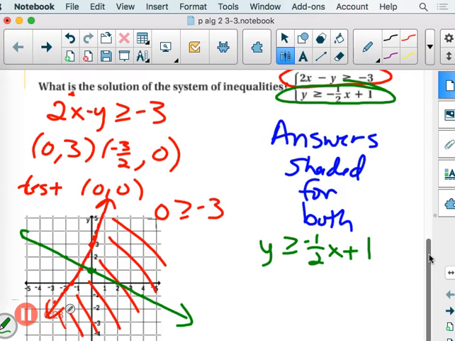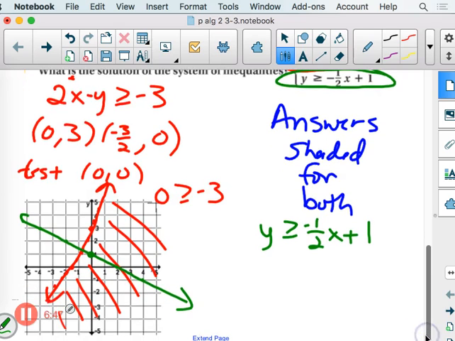Now, Wyatt was up here and you couldn't see him because he sits in the front row. When I asked about the shading before, he said, look at the inequality. When it says y is greater than or equal to, when you solve for y, if this says greater than, we're shading up. If it says less than, we're shading down. This is shading up because it's y is greater than or equal to. So we would shade above the line.